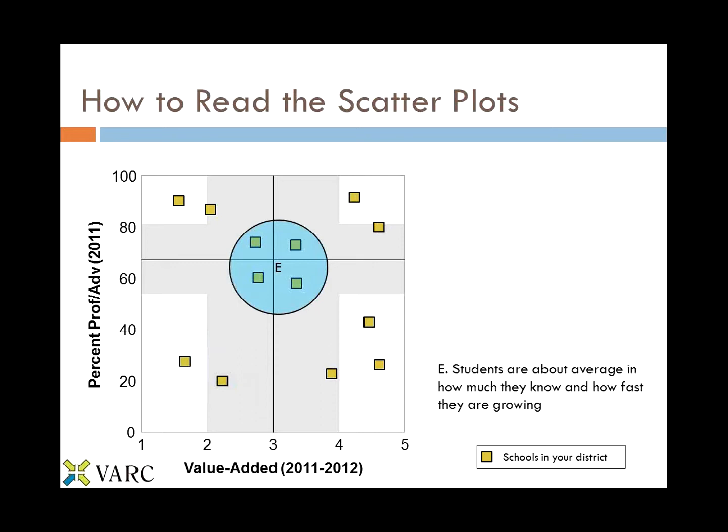Most of the cases, they're going to be right in the middle somewhere. You know, A, B, C, and D are kind of outlier cases where you're far away from average. Most of our schools in our state are going to be closer to where these two axes meet. You're about average in terms of proficiency with your kids and average in terms of how much they're growing.